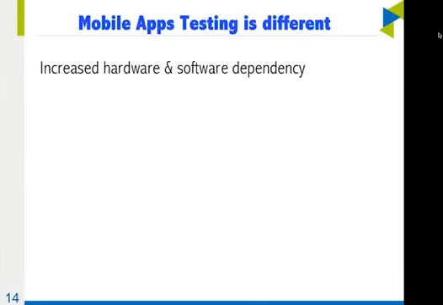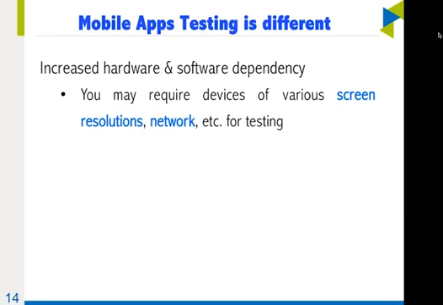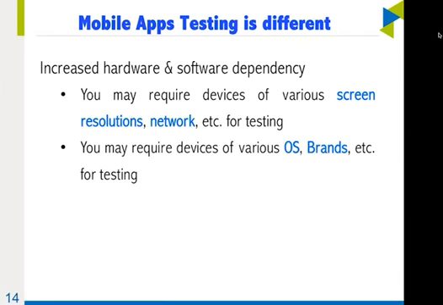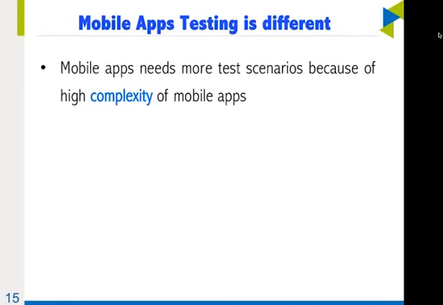Now, the hardware and the software dependency in mobile apps testing is pretty high because you are directly dealing with the hardware, and due to fragmentation, which we are going to talk about next, we are dealing with too much of hardware changes. So you may require devices of various screen resolutions, various networks, for testing your apps. You may require devices of various OS brands for testing.